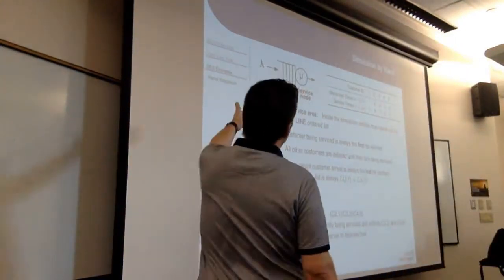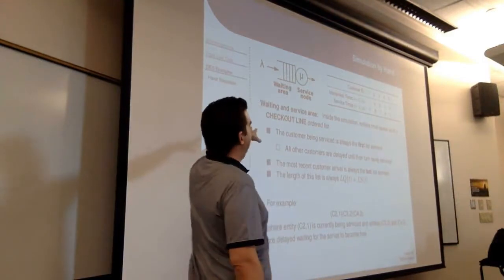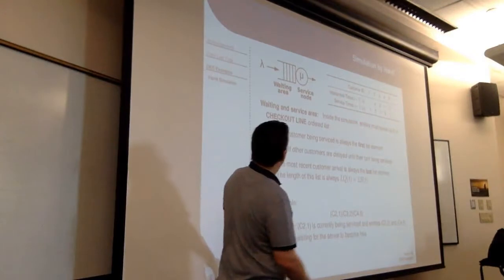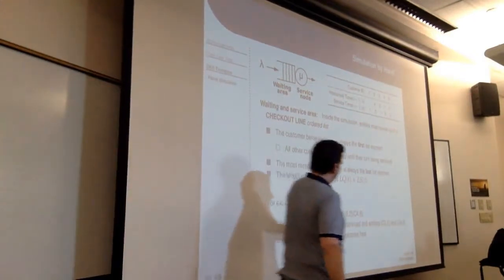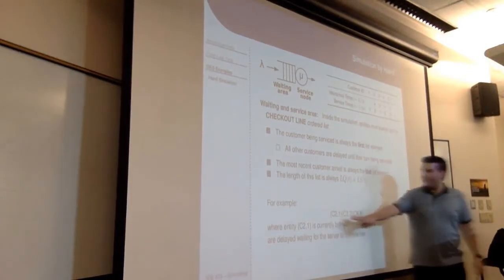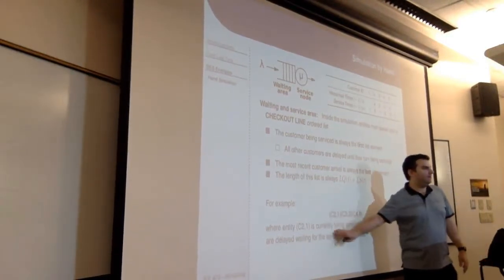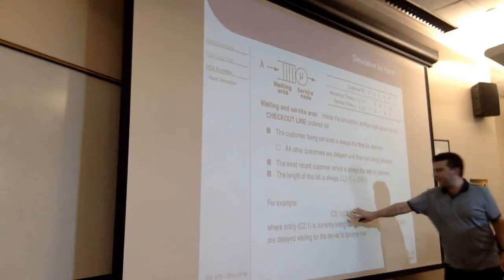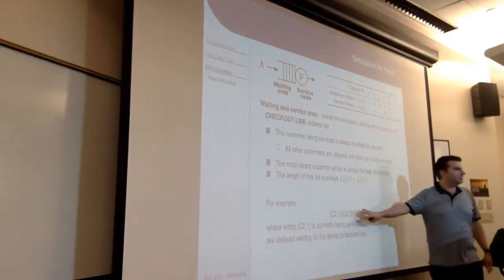Then we've got this waiting and service area, which is a checkout line, which is a state variable that queues up customers. And so our checkout line is always going to be either empty or it's going to look like this. The customer on the far left is the customer being serviced. If there's anyone in the checkout line, the person on the far left is the one being serviced. The server will only be idle if the checkout line is empty. The others, all of the others, are waiting for service.